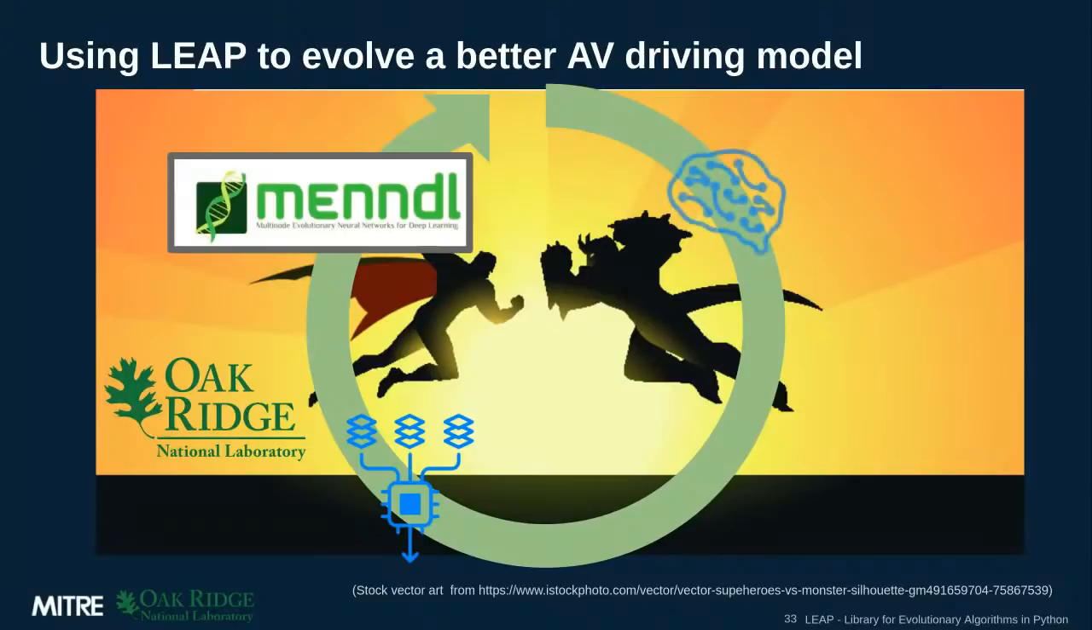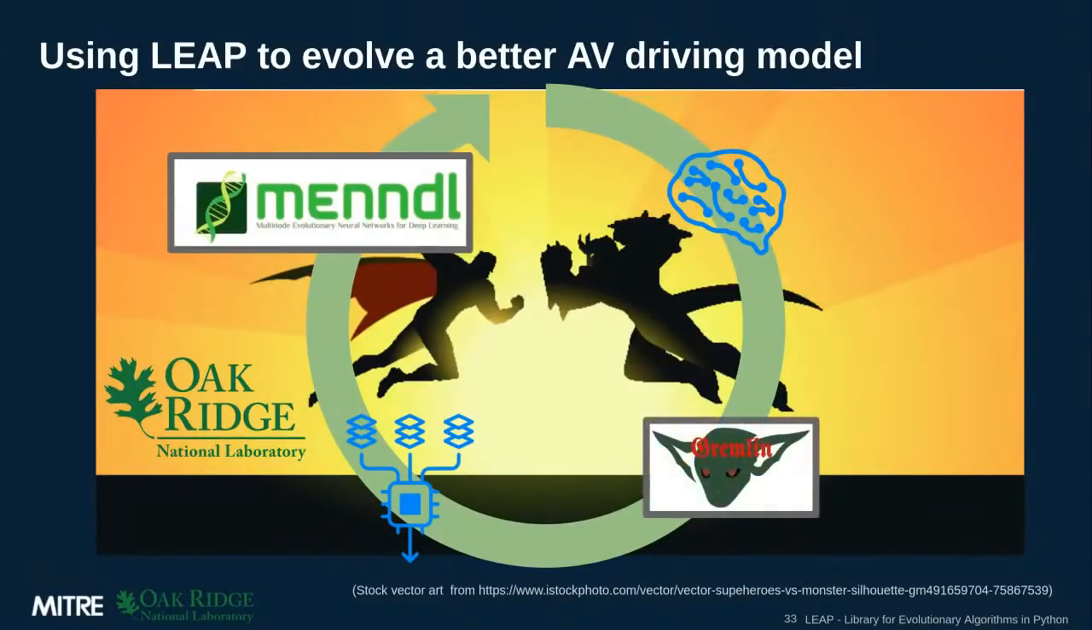So after all this, we have a model that hopefully is a good driver, but then what we do next is we try to break it with something called Gremlin. Gremlin is an adversarial evolutionary algorithm. Where Mendel is a maximization of a fitness, Gremlin takes the same fitness function and minimizes it, trying to break the model. Now, why on earth would Gremlin try and do that?